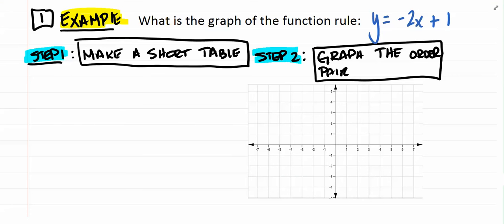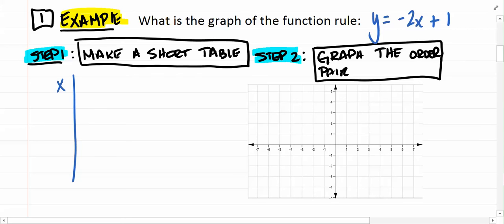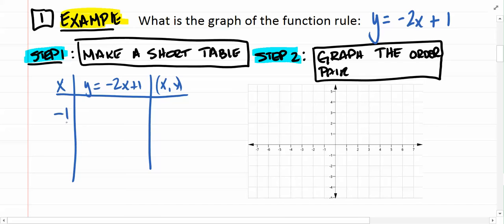Box number 1 is an example. It says, what is the graph of the function rule y equals negative 2x plus 1? I want you to do this in 2 steps. Step 1, make a short table. So we'll do x, and then y is equal to negative 2x plus 1, and then the x, y coordinate. So we'll go negative 1, 0, and 1, a short little table.